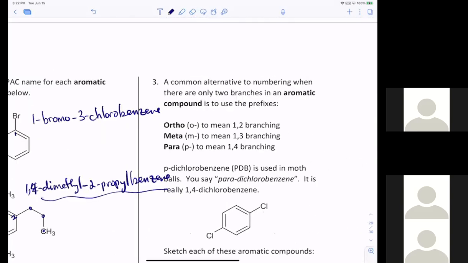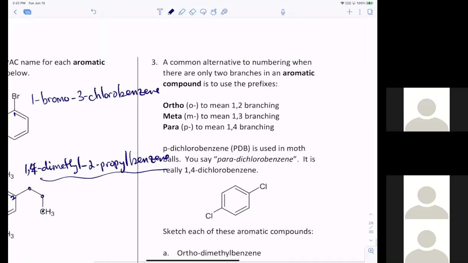Number 3, and we'll finish with this in terms of new material. There's an old way of naming aromatic compounds when they had 2 branches, only when they have 2 branches. It used prefixes instead of numbering. The prefixes, as you see there, were ortho, meta, and para. And then you could even abbreviate those prefixes with just the letters O, M, and P. So OMP.